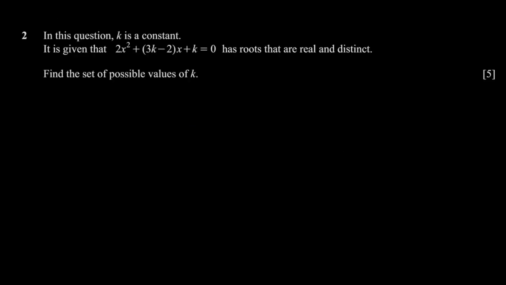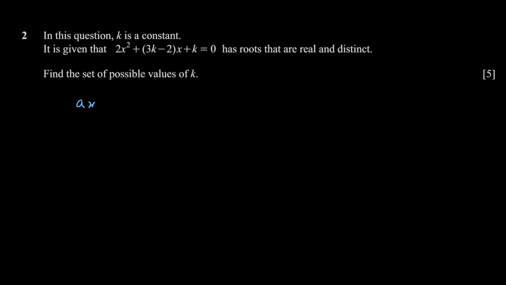In this question, k is a constant. It is given that 2x squared plus (3k minus 2)x plus k equals 0 has roots that are real and distinct. Find the set of possible values of k. Okay, so this is a quadratic discriminant question. And we'll just quickly revisit the theory of that, right?